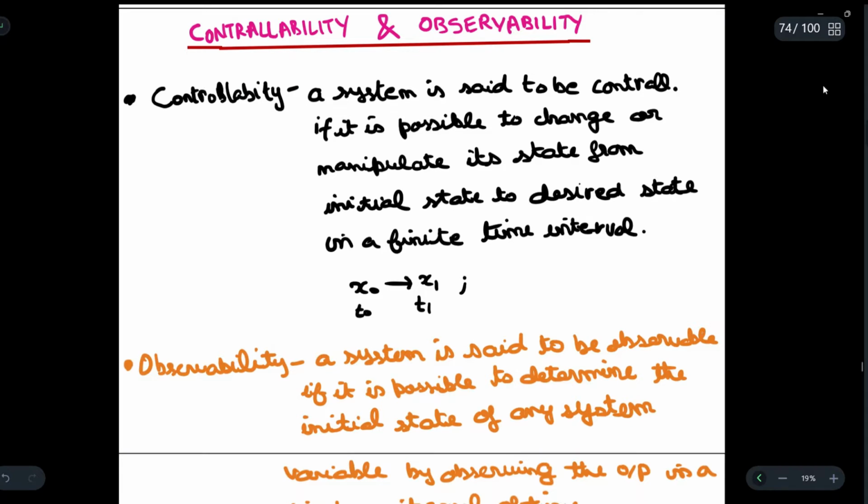Hey guys, so today we are going to discuss what is controllability and observability in MCT, that is modern control theory, or we can also say the control system. So now first of all we are going to see what is controllability.